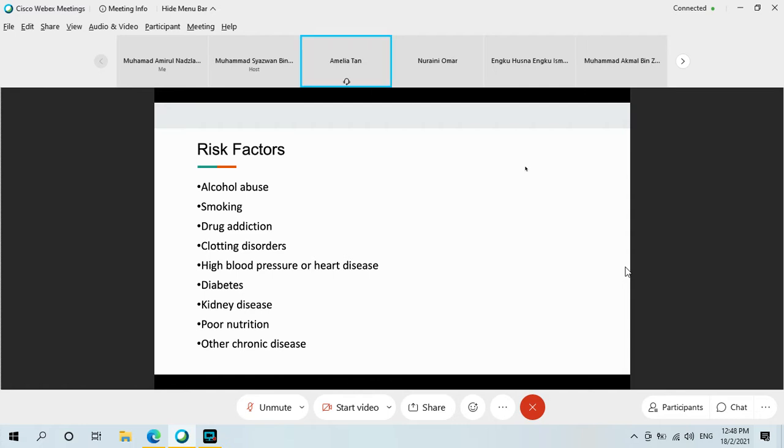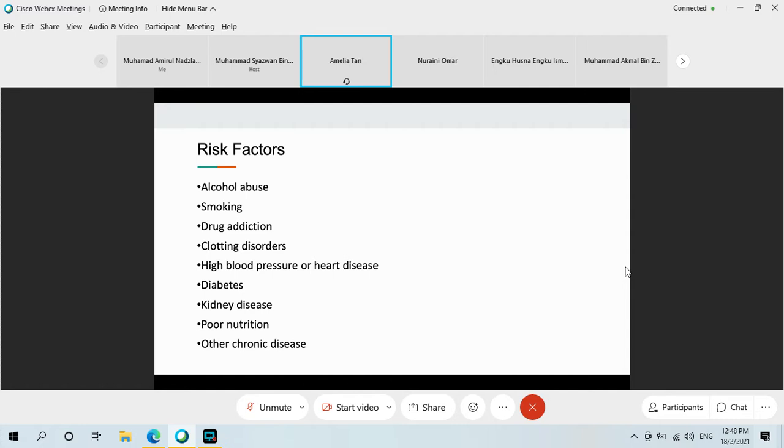So the first one is alcohol abuse. As we know, alcohol can cross the placenta and it will cause up to a 500-gram reduction in birth weight, and it will also cause other anomalies such as developmental delay in the fetus in future. This 500-gram data is from the UK, and although it might be different from Malaysia, the effect is actually almost the same.